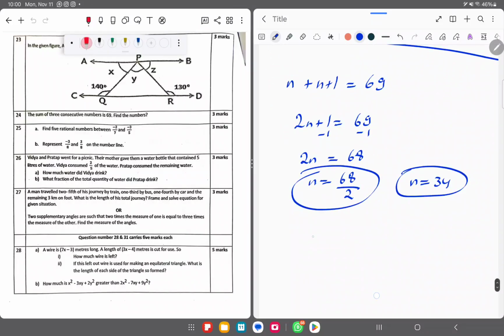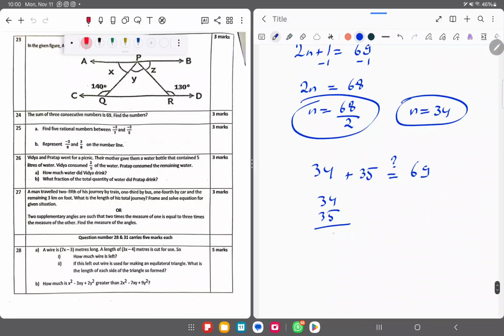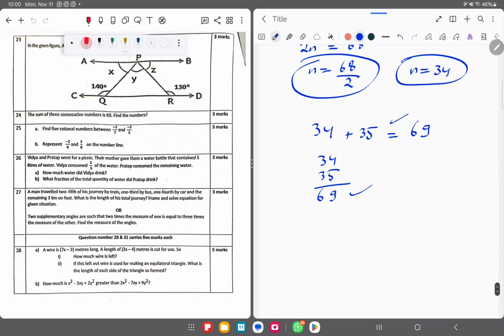Let's try. If 34 is n and 35 is n plus 1, if I add them together, will I actually get 69? 4 plus 5 is 9, 3 plus 3 is 6. Yes, it does. Okay, so let's continue.